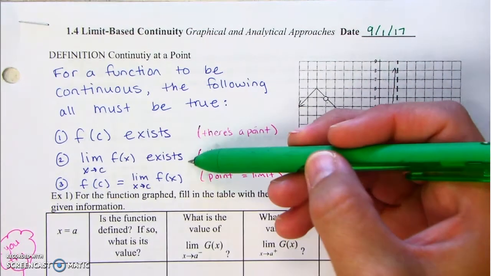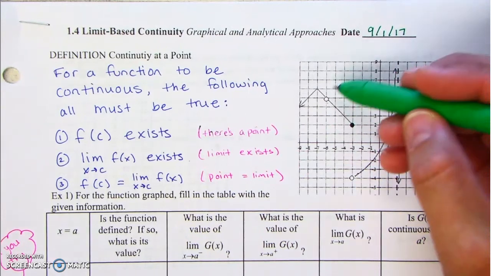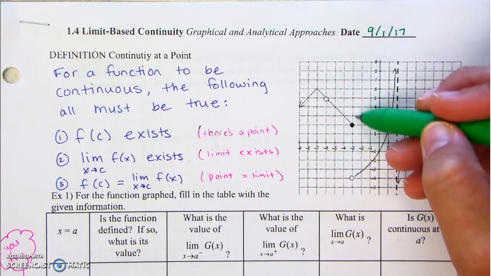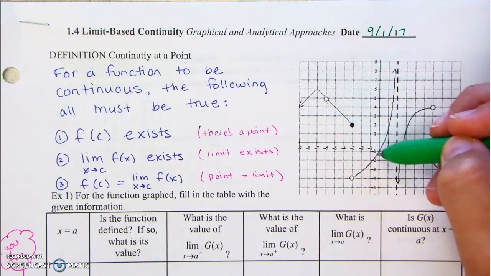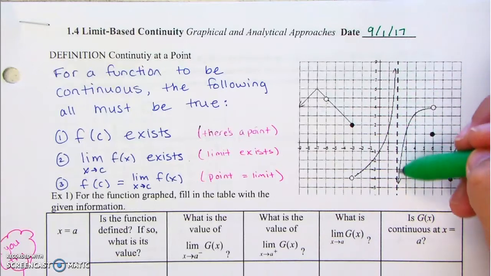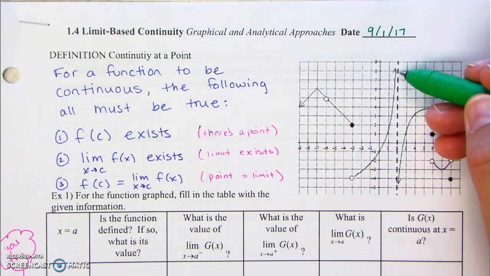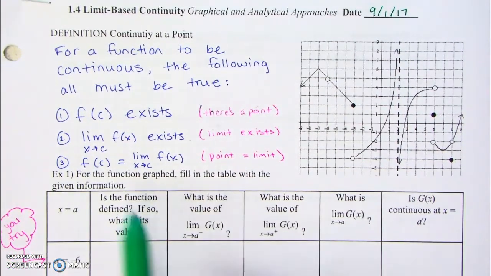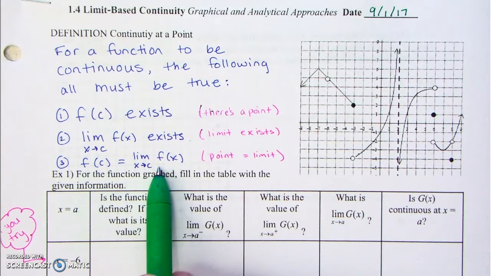Okay, fact number 2 is that the limit has to exist. So the limit from the left has to equal the limit from the right. So here a limit exists, but here at -3 the limit does not exist because they're going to 2 different y values. And the limit does not exist at 2 because one's going to positive infinity and the other is going to negative infinity.